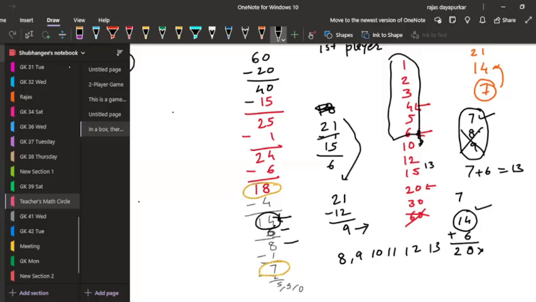21 minus 15, what will happen? You would not do that, no? Because that's immediately a win. So there is no other way. Okay, so 21 minus 12, minus 15 also would be an immediate win. Minus 20 would also be an immediate win. Yeah, so 21 is also a good position.